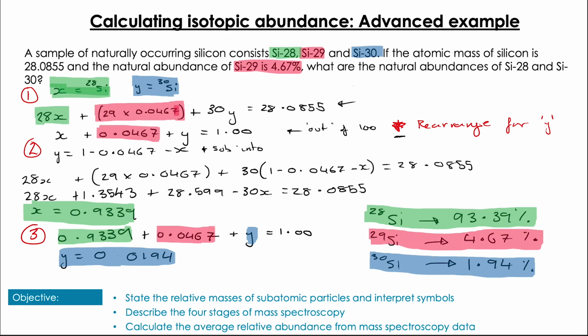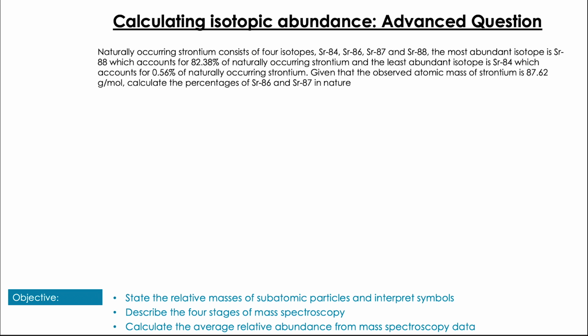about to put up. So this question, you're looking at strontium, which has 4 isotopes, but they do give you 2 values in the question. So make sure you take some time to read the question and use the same technique we used on the previous question for this one. Pause the video and give yourself some time.